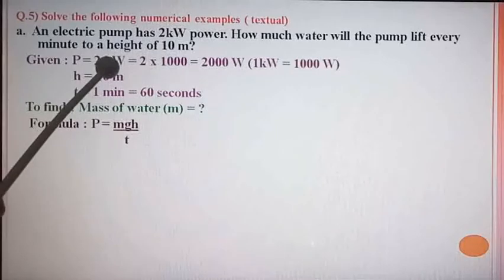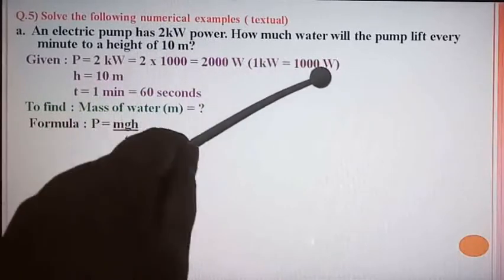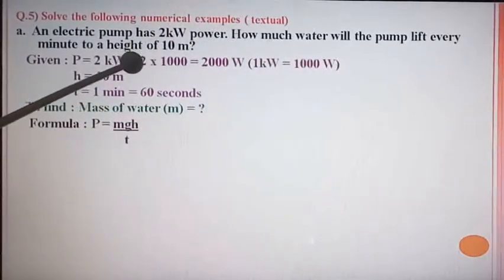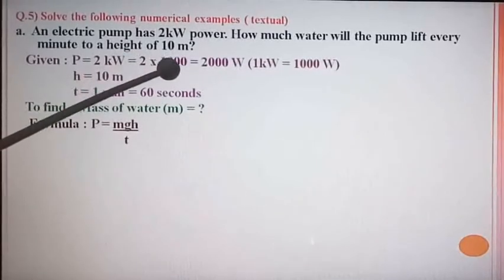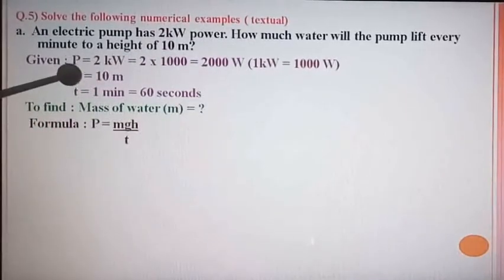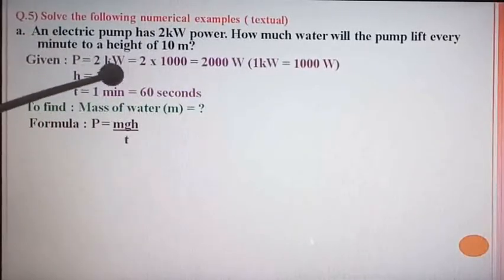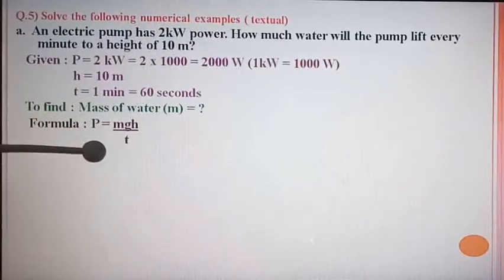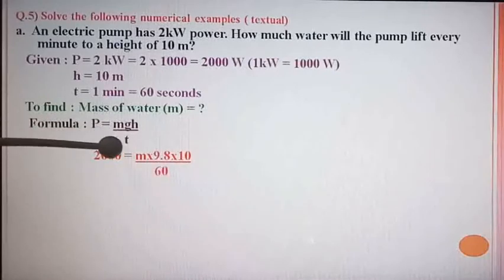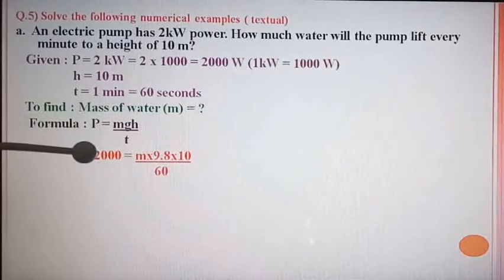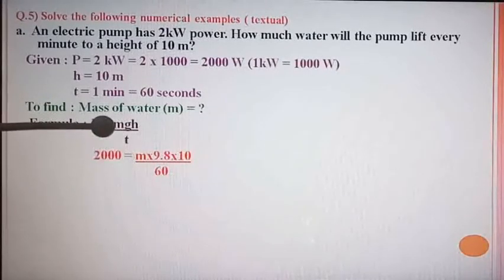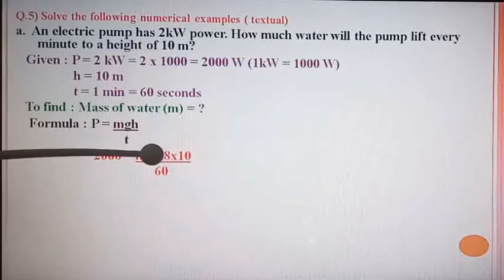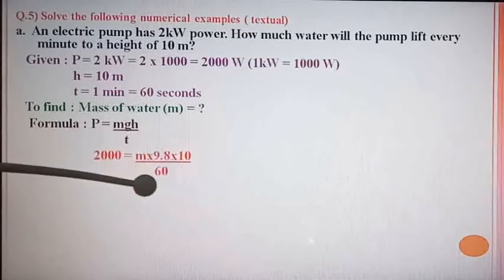Power is 2 kilowatts. We have to convert into watt. So 1 kilowatt is 1000 watt. So 2 multiplied by 1000, 2000 watt. Height is already in meter. Now time we want in seconds. So 1 minute is equal to 60 seconds. Substitute the values. Here in place of power you will write 2000 is equal to m multiplied by the value of g, 9.8, multiplied by 10 upon 60.